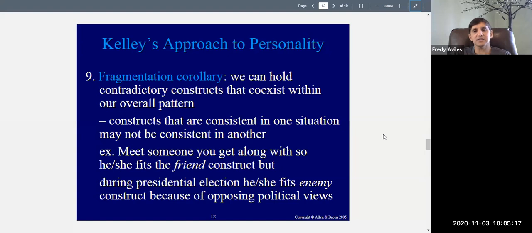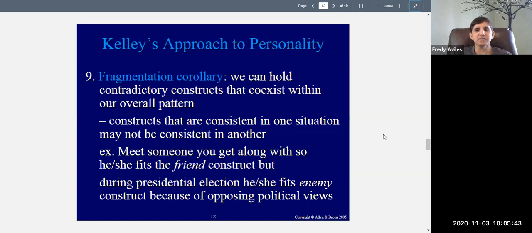Constructs that are inconsistent in one situation may not be consistent in another. So we can hold a construct that works in one situation, but not another, or we can hold constructs that just don't fit with one another. And we may not realize that we're kind of being hypocrites. We're all hypocrites, by the way. We all say we believe certain things and don't live up to it. All of us fall short of our ideals or expectations.